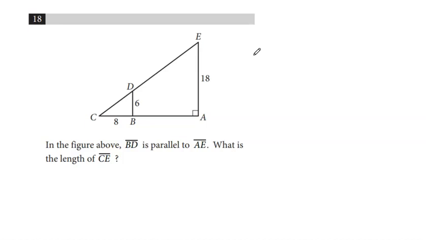Okay, so in this question, we are given two similar triangles, right? You see, one triangle is embedded in the other. So we can easily see triangle ACE, which is the big one, and the smaller one is triangle BCD. And these are similar triangles because the angles are equal, right?